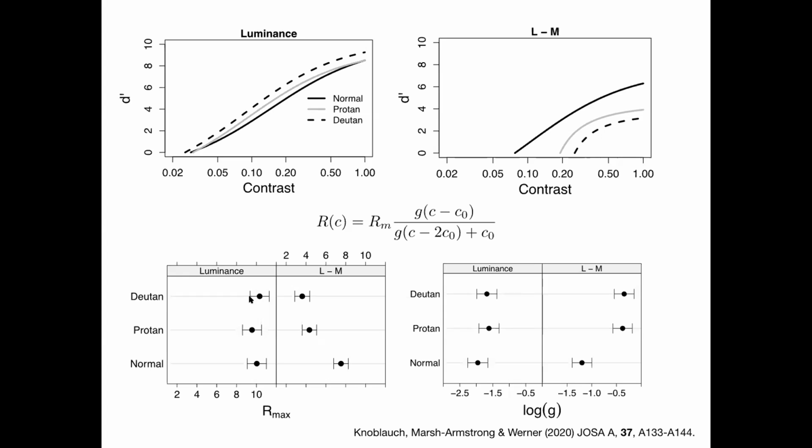Here are the response gains fit to the luminance axis. You can see there's no significant difference for the three types of observers. And here are the response gains, the maximum value fitted for the L minus M contrast. You can see that they're statistically significantly lower for the protan and deutan observers. And these are the log of the gain.